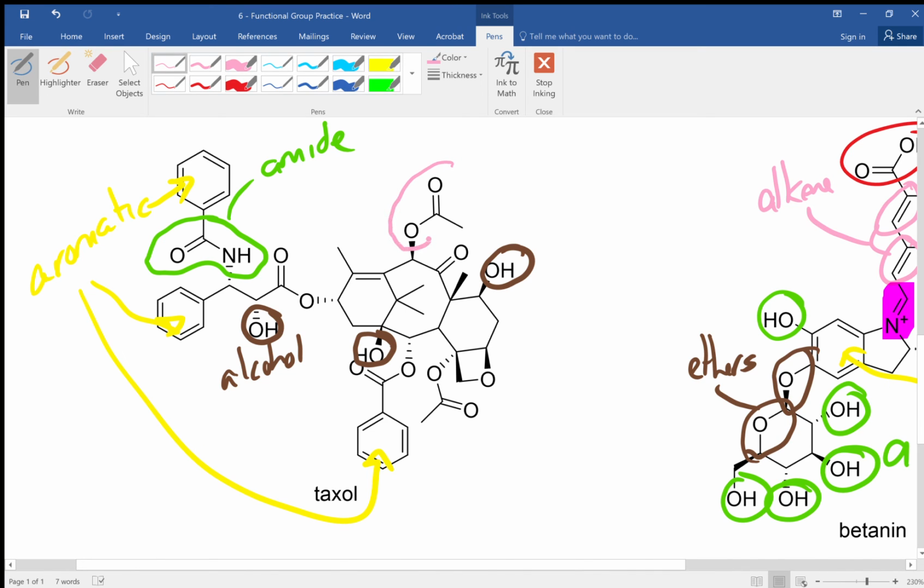Up here at the top, we have a carbonyl bonded to an oxygen, bonded to another carbon, which is an ester. There's also an ester here, as well as one here. Over in this part of the molecule, we have a carbon bonded to an oxygen, bonded to another carbon. That would be an ether.